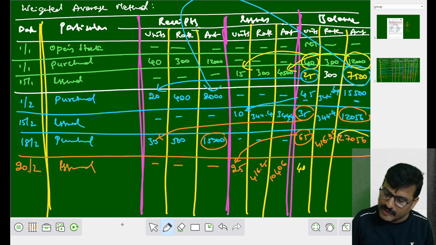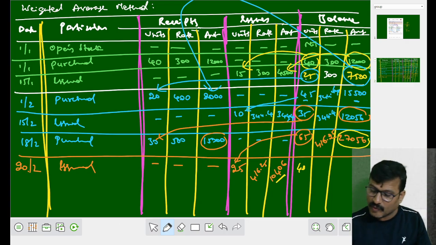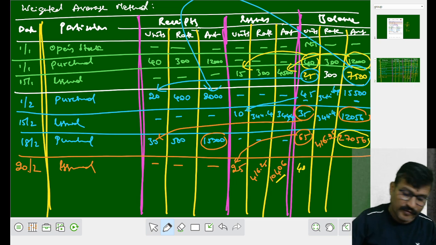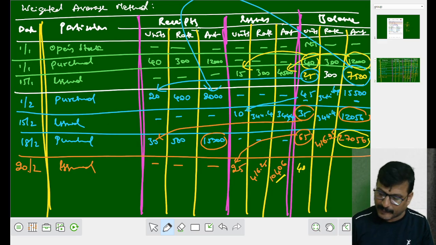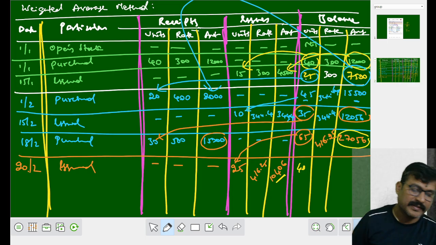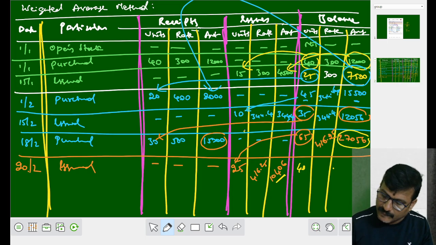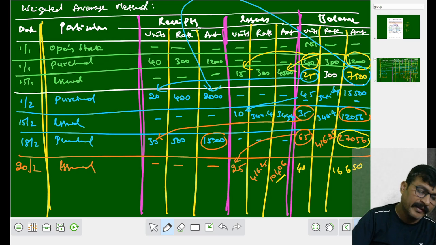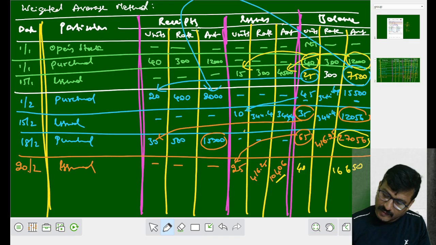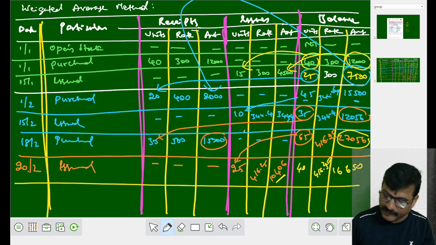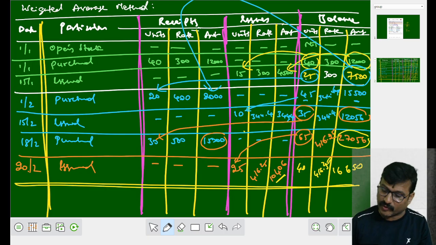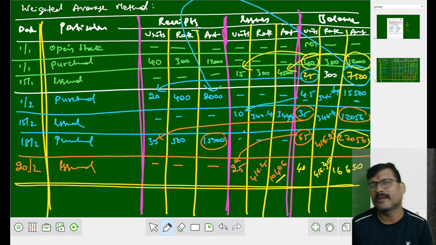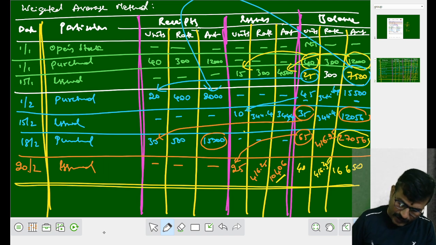Out of 27,056, subtract this 10,406. You are getting 16,650. Divide 16,650 by 40, same 416.25 comes. This is how we have to solve the problem, my dear student, under the weighted average method.